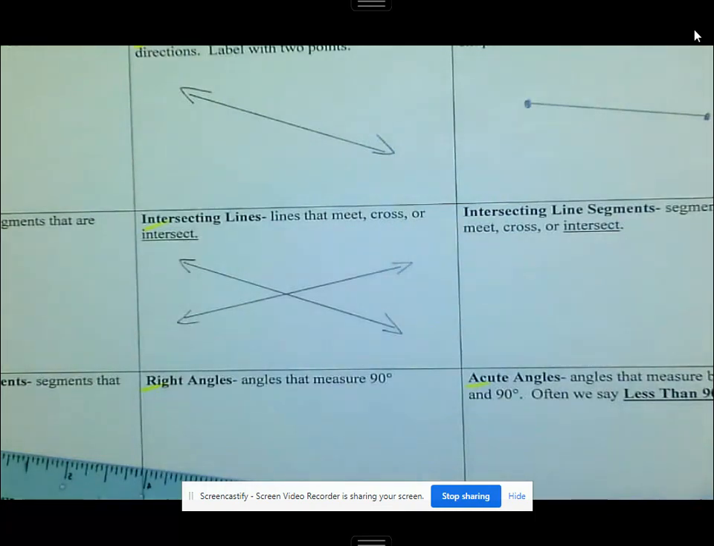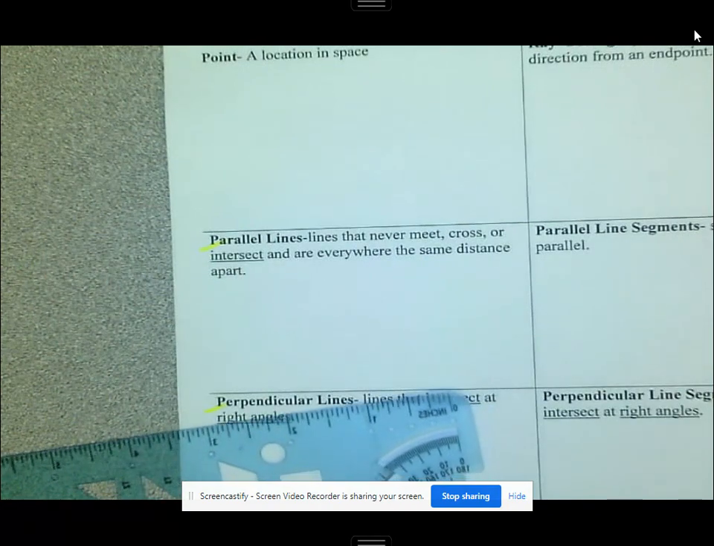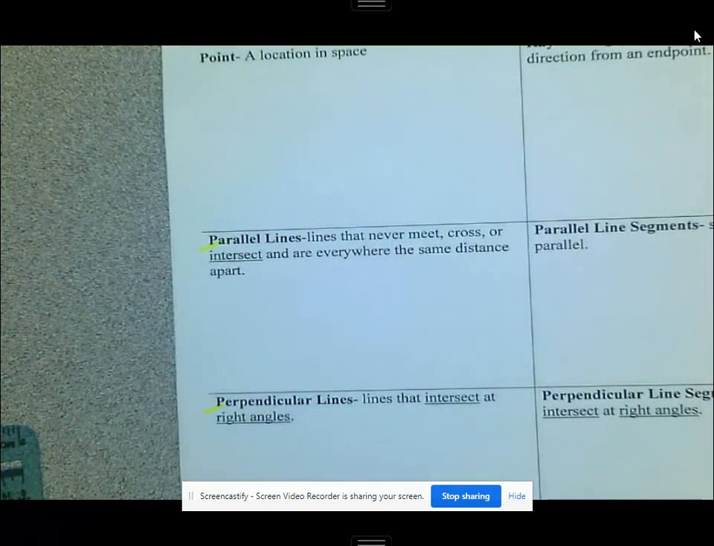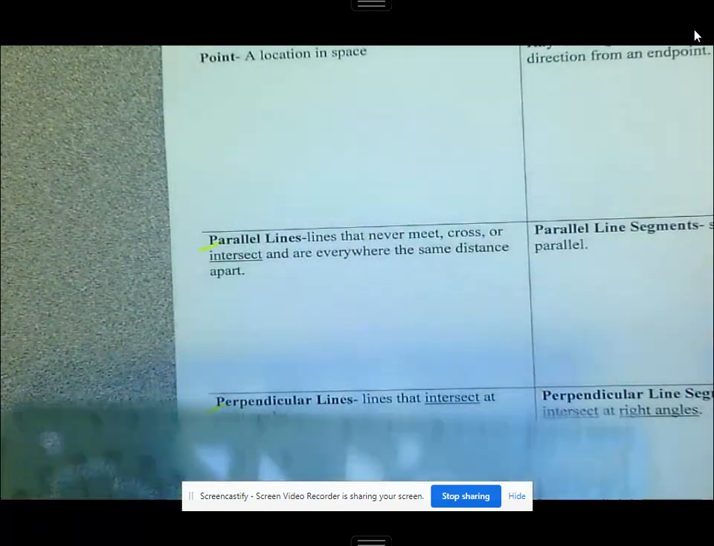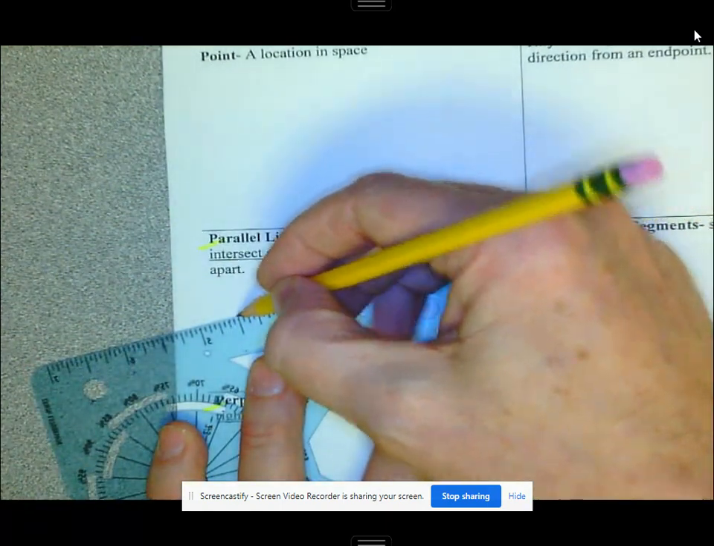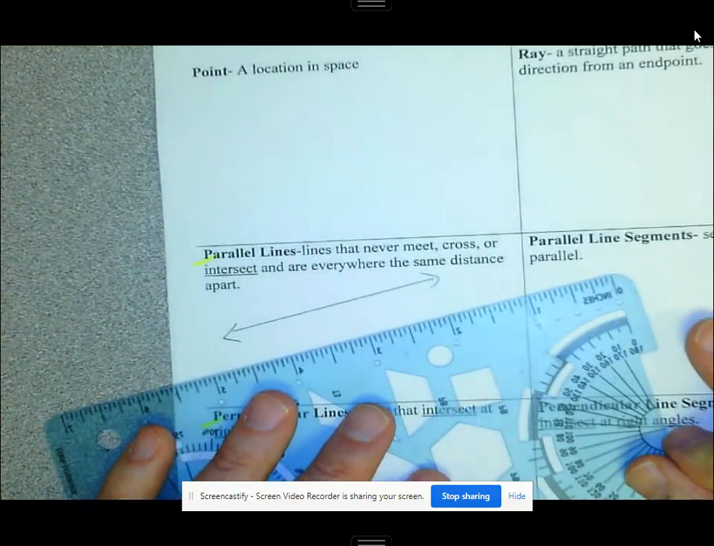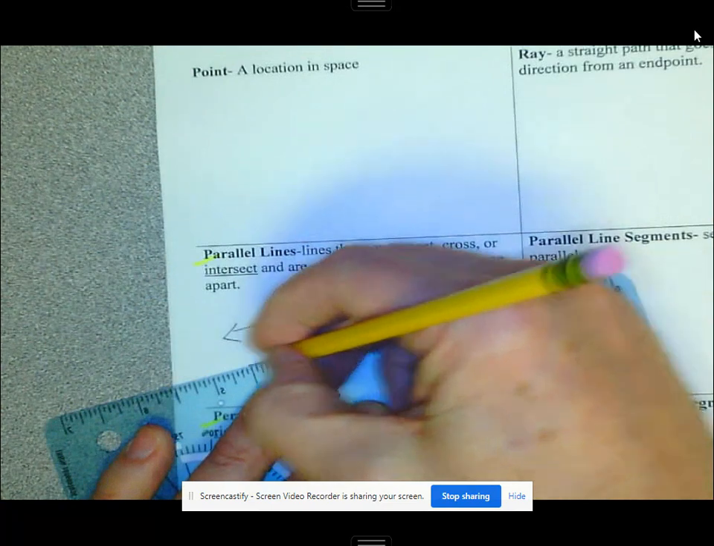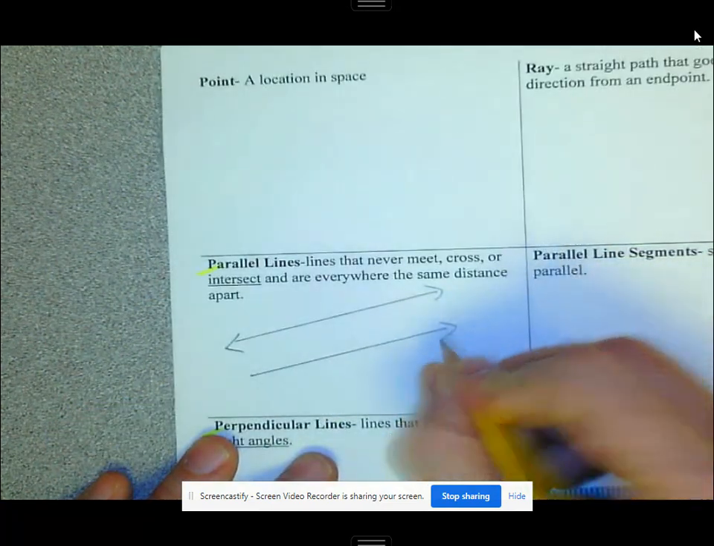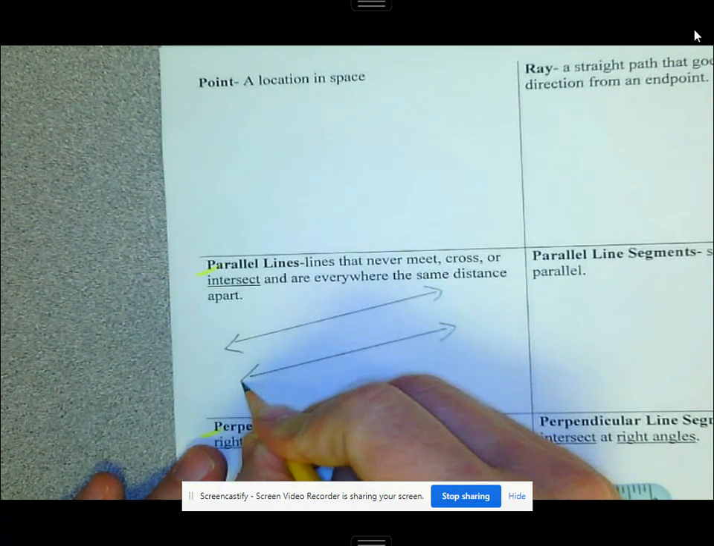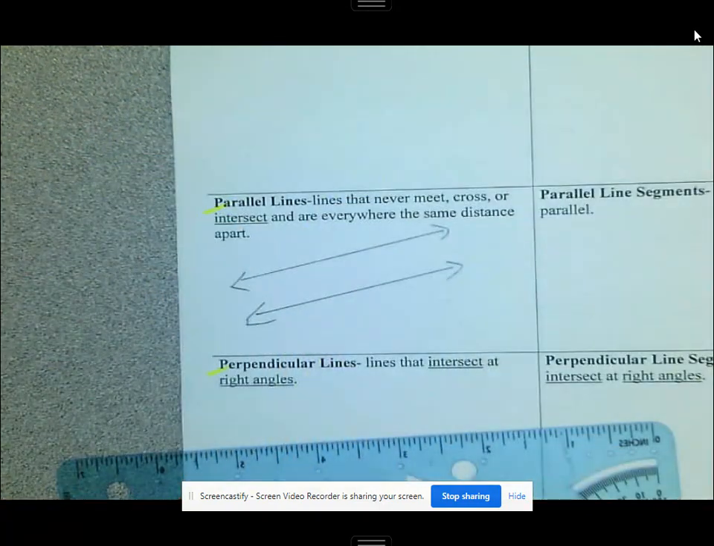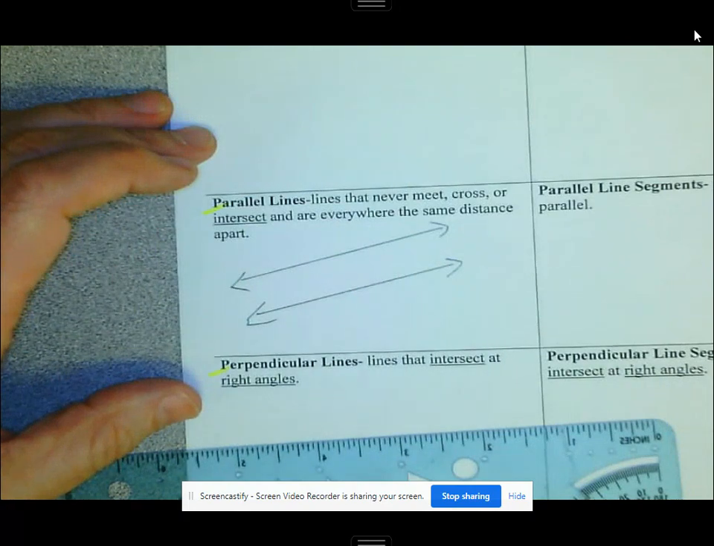Another specific type of lines are parallel lines. Parallel lines are lines that never meet, cross, or intersect, and are everywhere the same distance apart. So if you have one line like that that goes on forever, and another line like this that goes on forever, whether they're both going to the right or both going to the left, they should never ever touch. They are considered parallel. They're running along the same paths, just over a bit from each other.